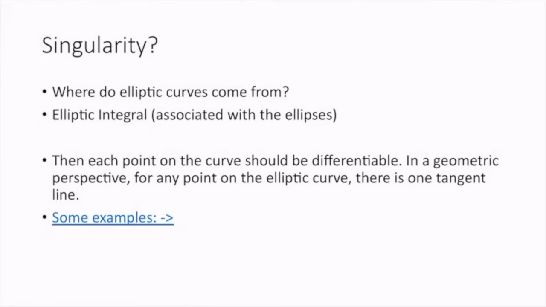We say that an elliptic curve is different. It's not singular. Then we might expect every point on this curve would be differentiable. Or in other words, in a geometric perspective, for any point on the elliptic curve, there is one unique tangent line that we could draw. Okay, so we're going to see some examples.